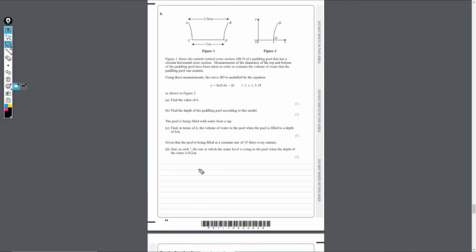So we're given the information that the pool is filled at a constant rate of 15 litres every minute. It says find, in centimetres per hour, the rate at which the water level is rising in the pool when the depth of the water is 0.2 metres. So part D. Now, the fact that it says rate means there's going to be some differentiation involved here. And this is technically a connected rate of change question.